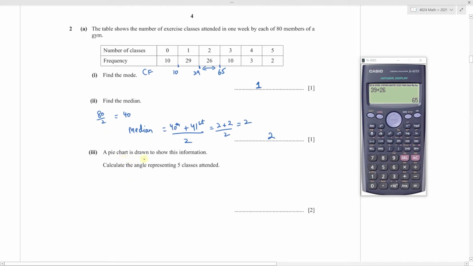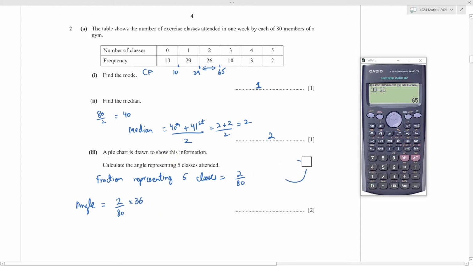Part 3 is a pie chart is drawn to show this information. Calculate the angle representing 5 classes attended. So first we need to find the fraction representing 5 classes. Representing 5 classes is 2. So there are 2 people out of the 80 members who took 5 classes. So your fraction is 2 over 80. So your angle will be 2 over 80 of 360 degrees, because your pie chart is a full 360 degrees.